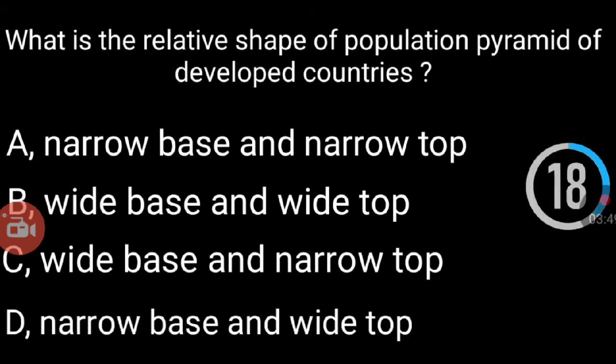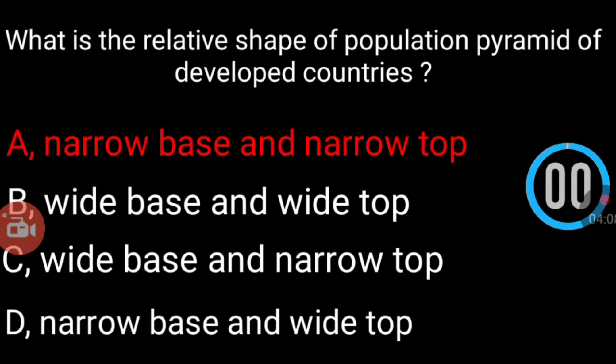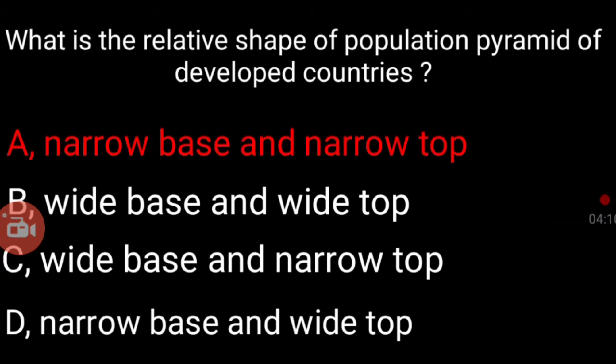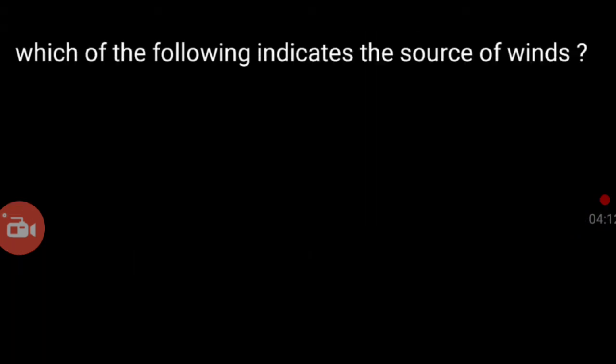What is the relative shape of the population pyramid of a developed country? Developing, developed. Non developing: narrow base and narrow top.